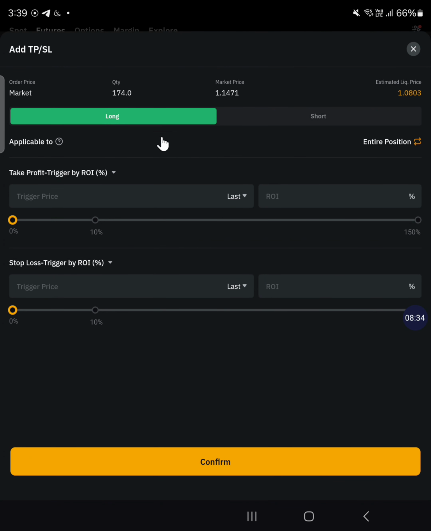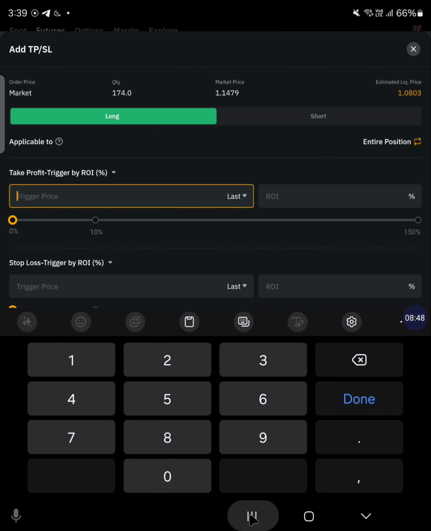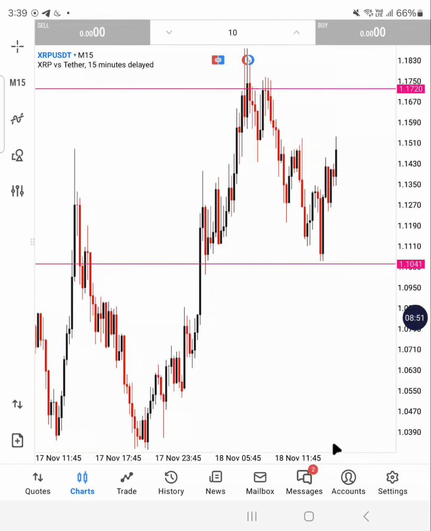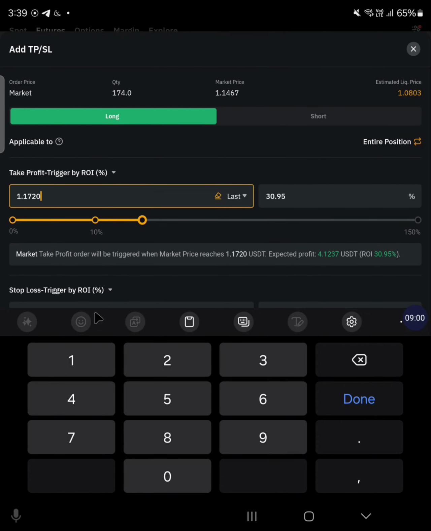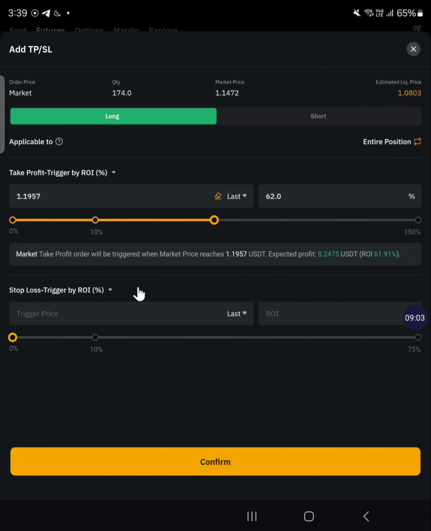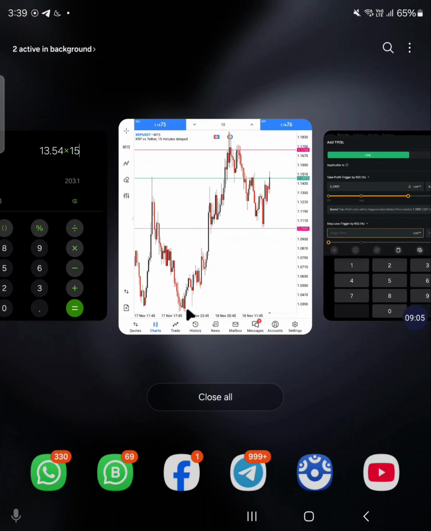Now I am going long, that is bullish, I am buying. If you check this place carefully right here, it said take profit trigger by ROI. Leave it like that. Take profit trigger by ROI. So let me go and copy the value of my TP. It's 1.1720. I'll put it right there. That is my TP. And what is your stop loss? Your take profit is 1.1720, and your stop loss is 1.1041.